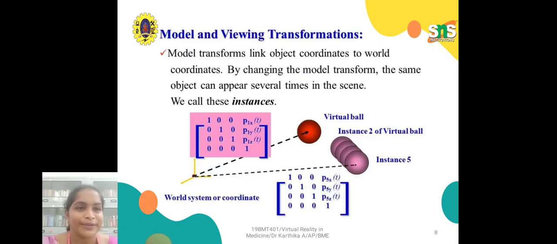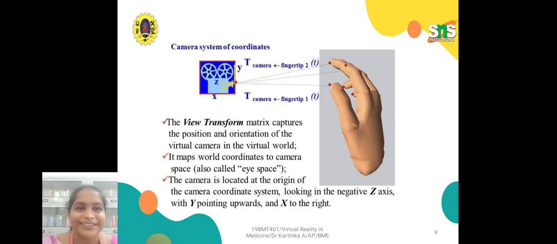Here, model and viewing transformations. See here the instances, world system of coordinates. Why do we use this world system of coordinates? We have to map the real world with the virtual world, so we use the world system of coordinates. See the instances for virtual ball, instance 2 of virtual ball and instance 5. See the differences.